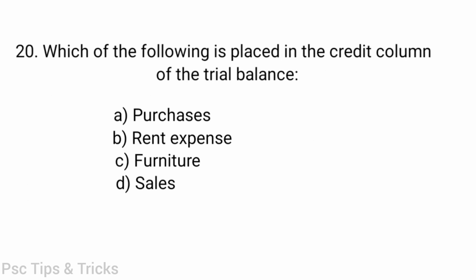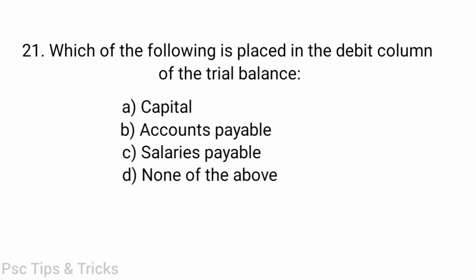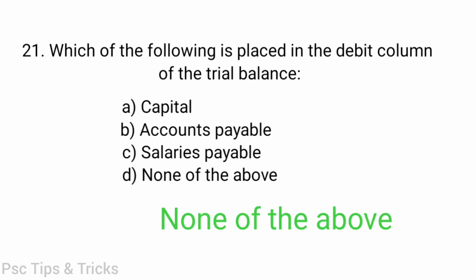Which of the following is placed in the credit columns of the trial balance? Purchases, rent expenses, furniture, sales. Sales. Which of the following is placed in the debit column of the trial balance? Capital, accounts payable, salaries payable, none of the above. None of the above.